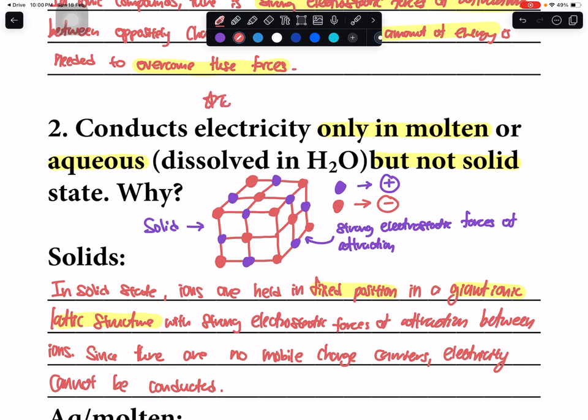Because to conduct electricity, what do we need? We need this thing called mobile charge carriers. So what is a mobile charge carrier? It can either be your ions or your electrons. Generally these are the two things that we'll be looking at.